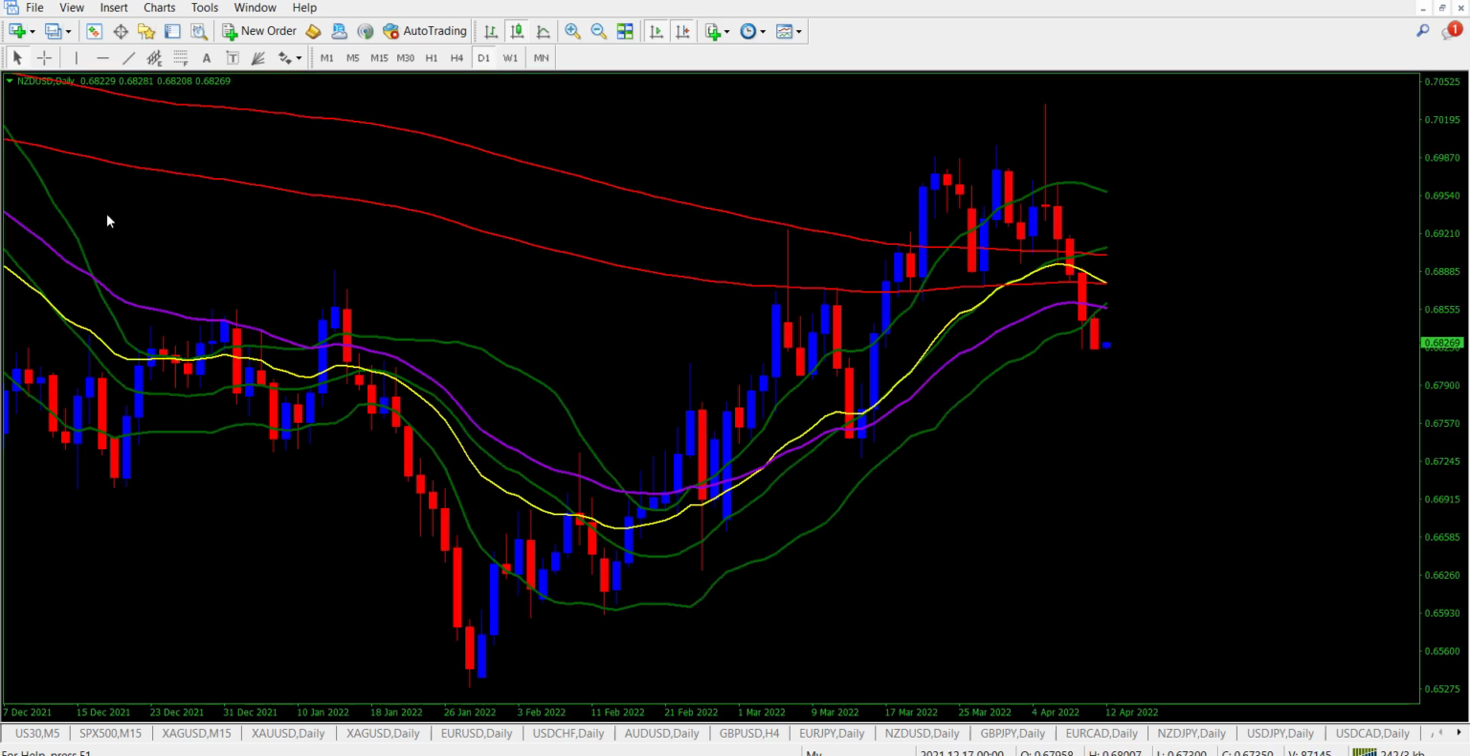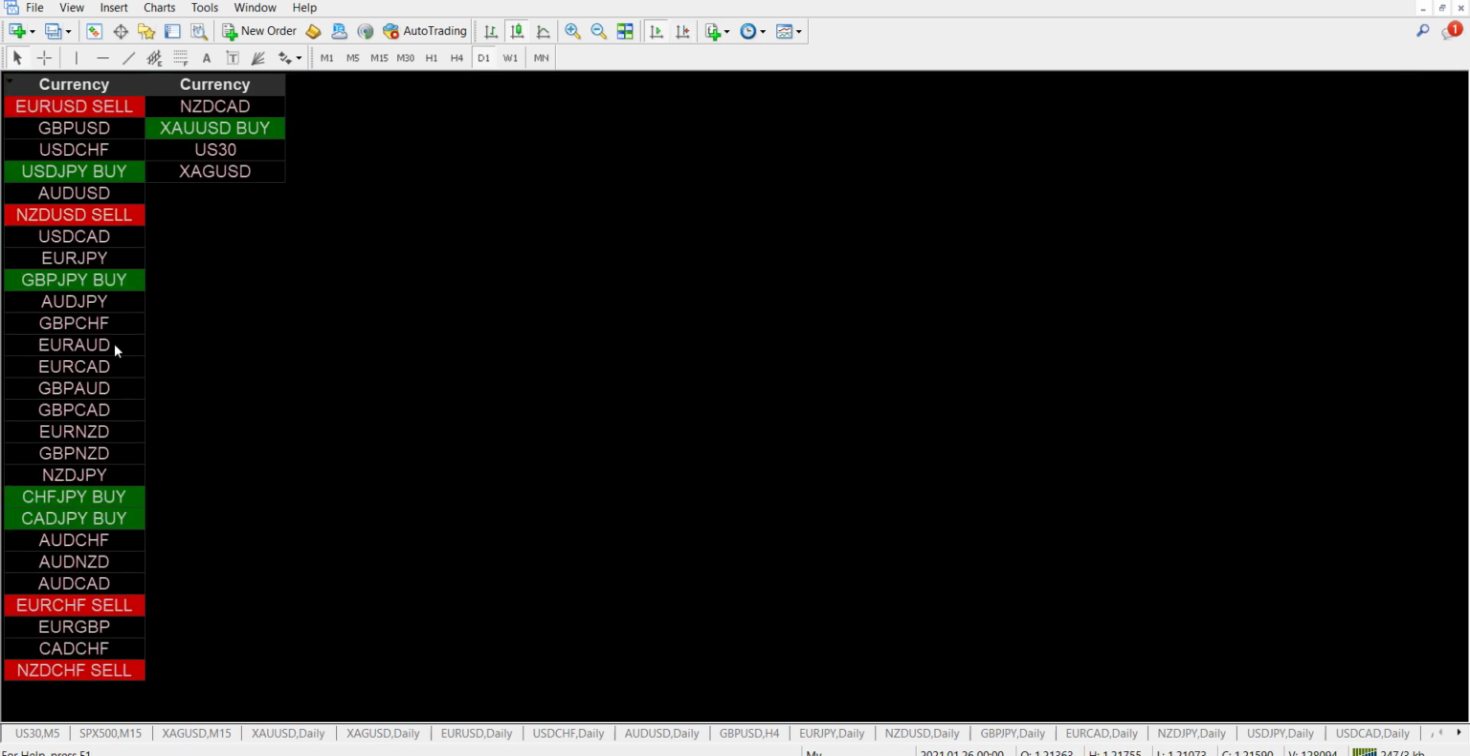The next is New Zealand dollar sell. As you can see, the New Zealand dollar is in the uptrend. All the moving averages are going up, so I will not sell this pair. It is against my trading rules, so I'll ignore this pair.